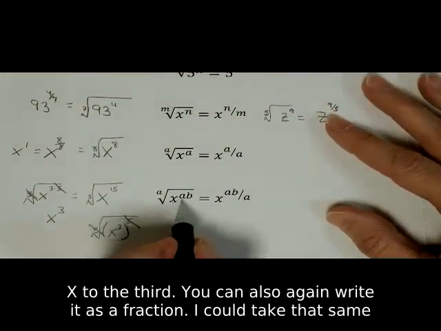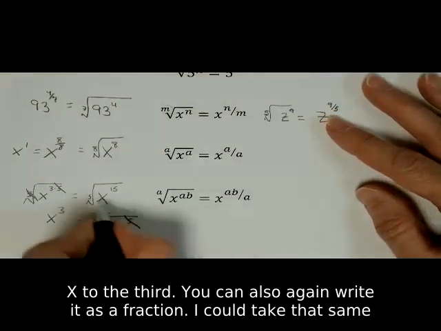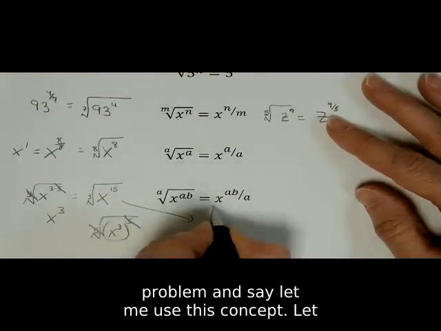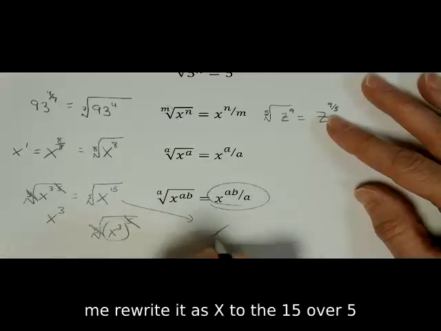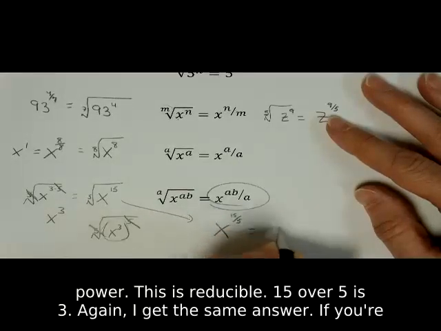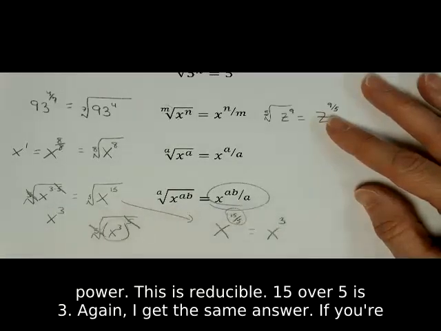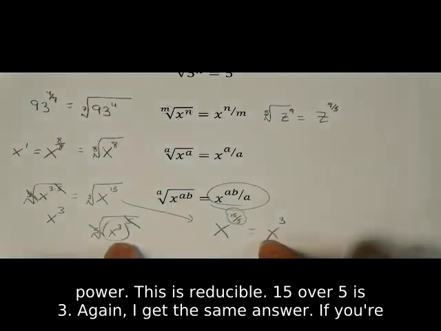You can also, again, write it as a fraction. I could take that same problem and rewrite it as x to the 15 over 5 power. This is reducible. 15 over 5 is 3. Again, I get the same answer.